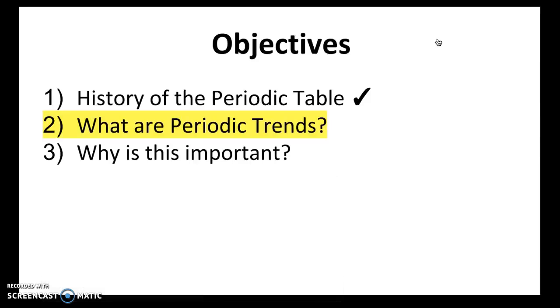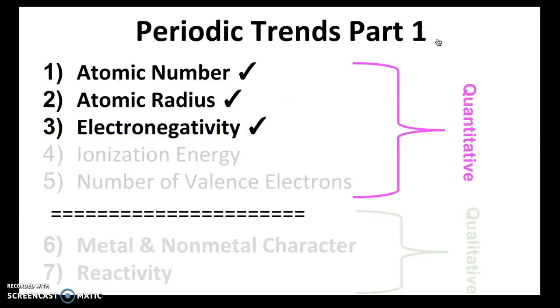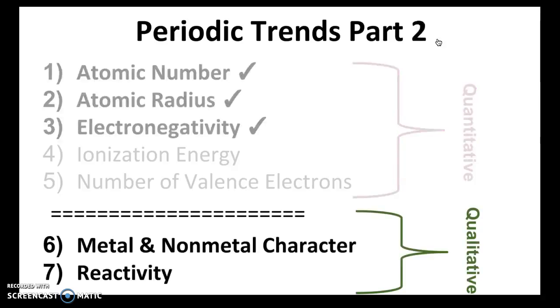In part 1, we already talked about the history of the periodic table and introduced you to Dmitri Mendeleev and his contributions to the periodic table. We also looked at what periodic trends are, and we started defining some of them. We have covered so far the quantitative periodic trends, so those are the periodic trends that have numbers associated with them. And in part 2, we're going to focus on the qualitative periodic trends.